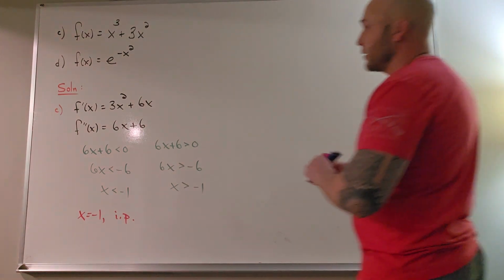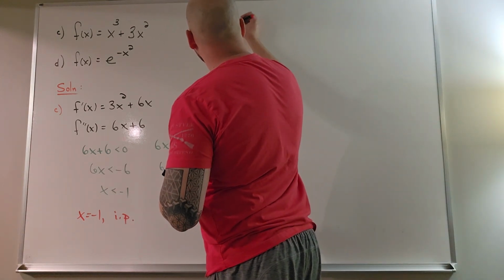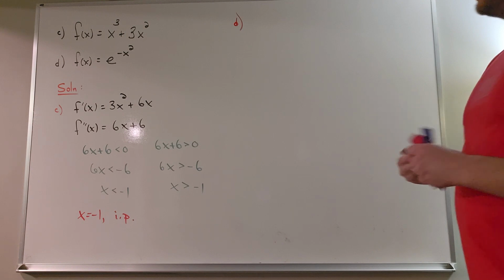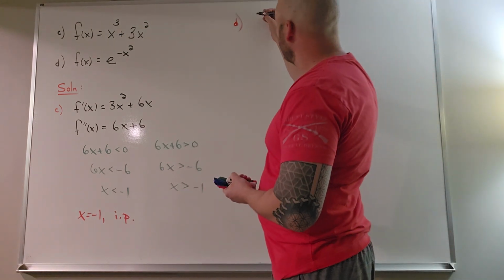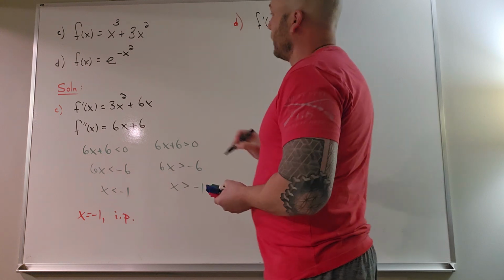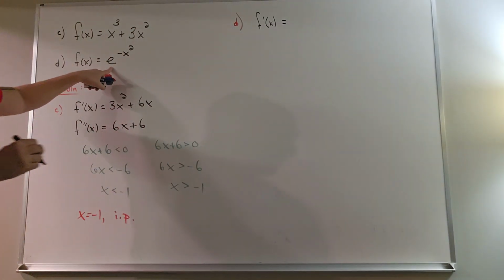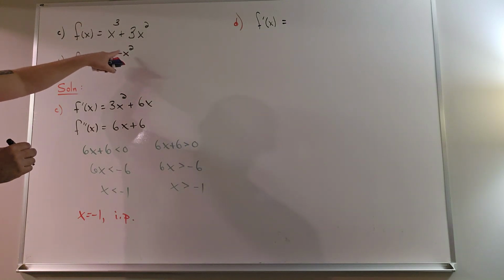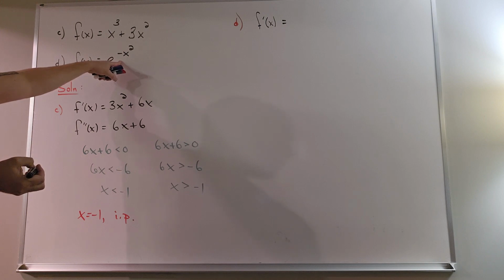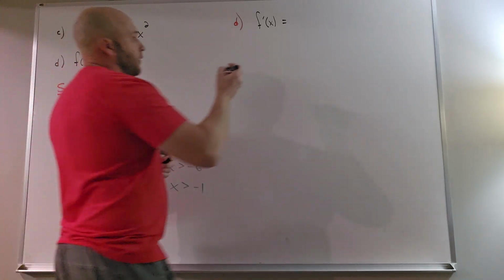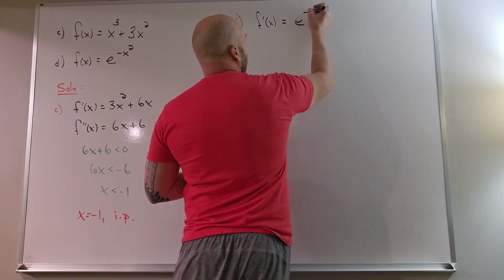So for part D, we need the second derivative, therefore let's compute the first. F prime of x. This is a composition of functions. I've got a quadratic plugged into an exponential. Composition, remember the differentiation rule is the chain rule. Chain rule, take the derivative of the function by ignoring the inside, giving me e to the negative x squared.